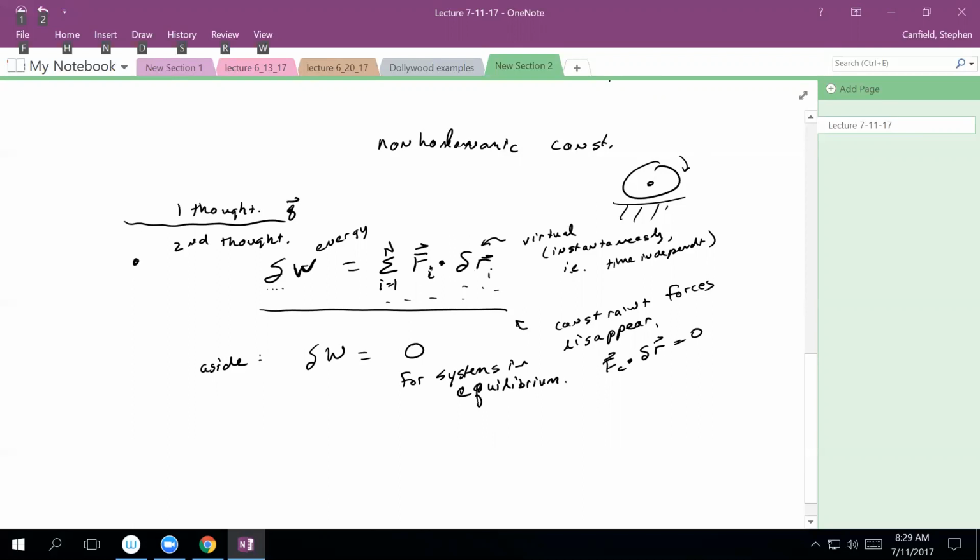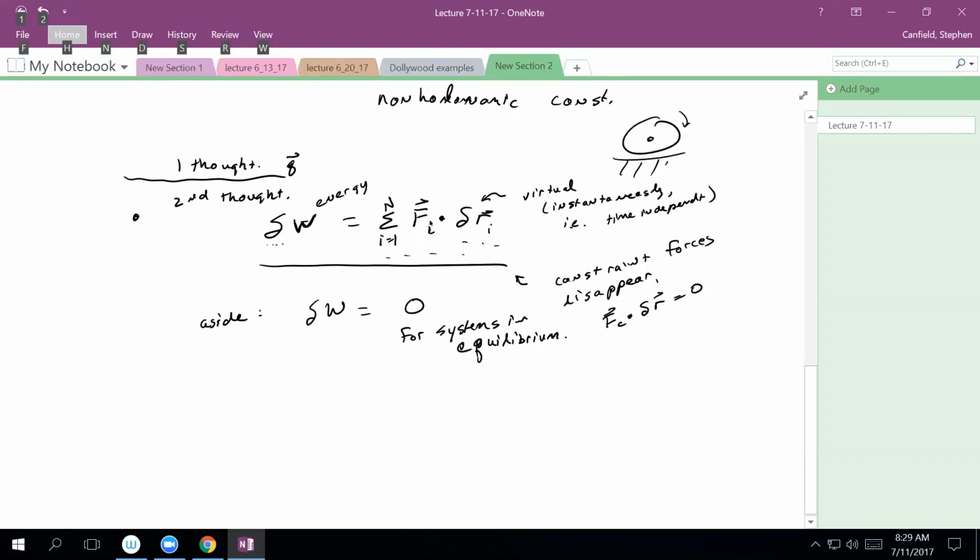So this gives me an equation that is now useful, that I can see I can start solving problems with. The virtual work is the sum of the forces on all the bodies dotted with the virtual displacements of all the bodies. So I just add up the work of the whole system. If my system is in equilibrium, that sum has to be equal to zero, and the constraint forces disappear. So these are just the external forces on the system.